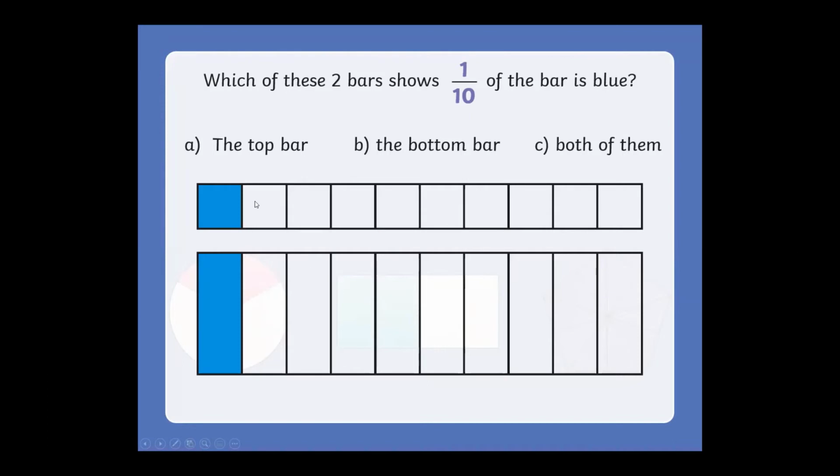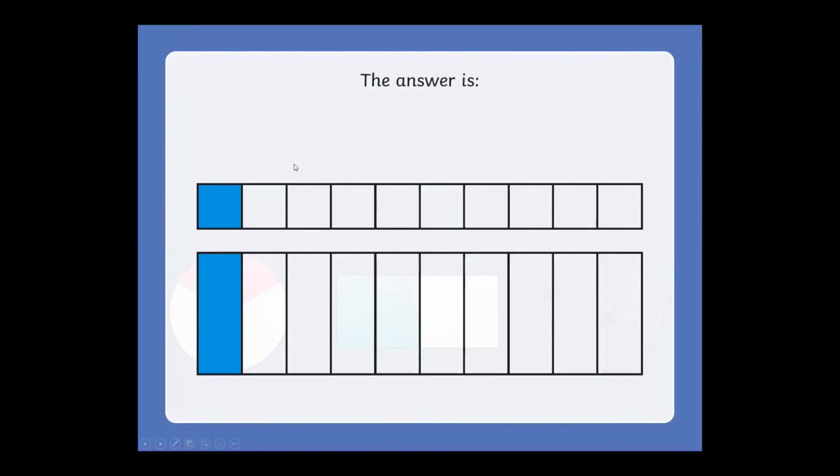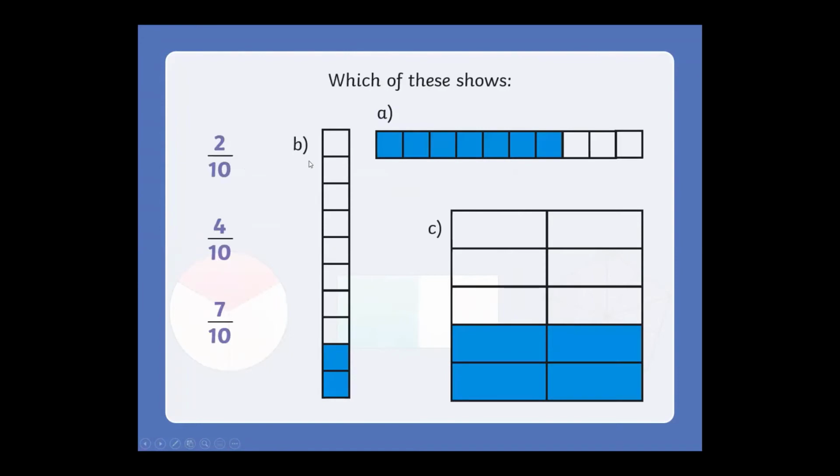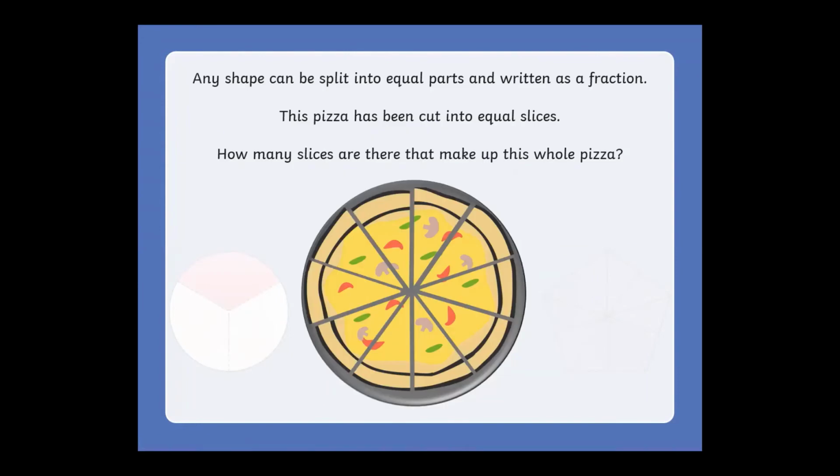So the answer is both of them. Even though one looks bigger than the other, each of these two has been split into 10 equal sections, and this is really important to remember. So whenever we're looking at fractions, they have to be in equal parts. Any shape can be split into equal parts and written as a fraction.